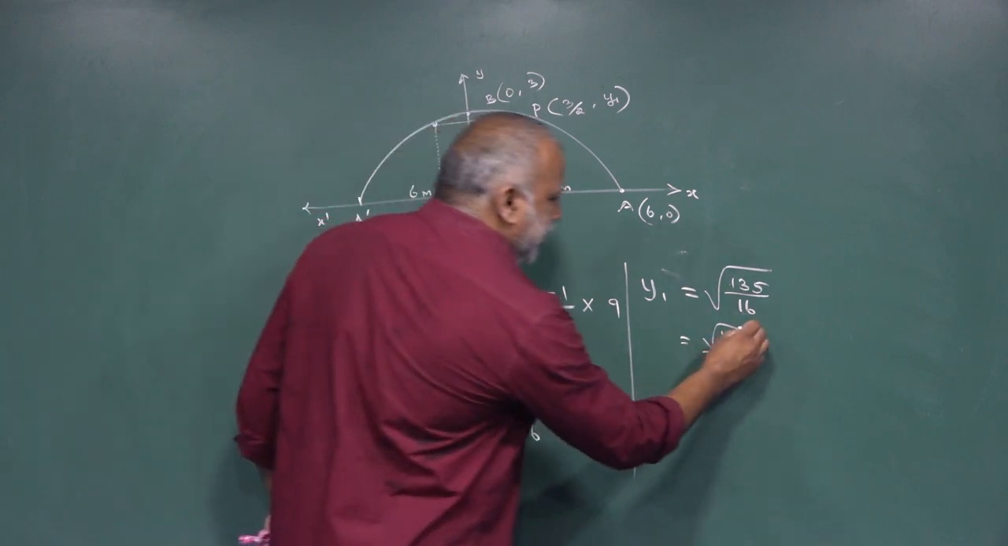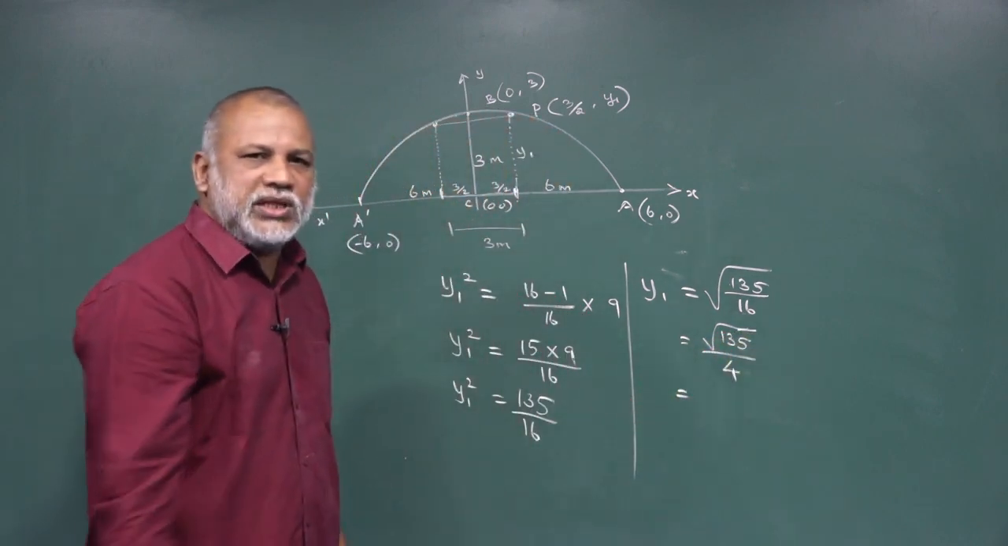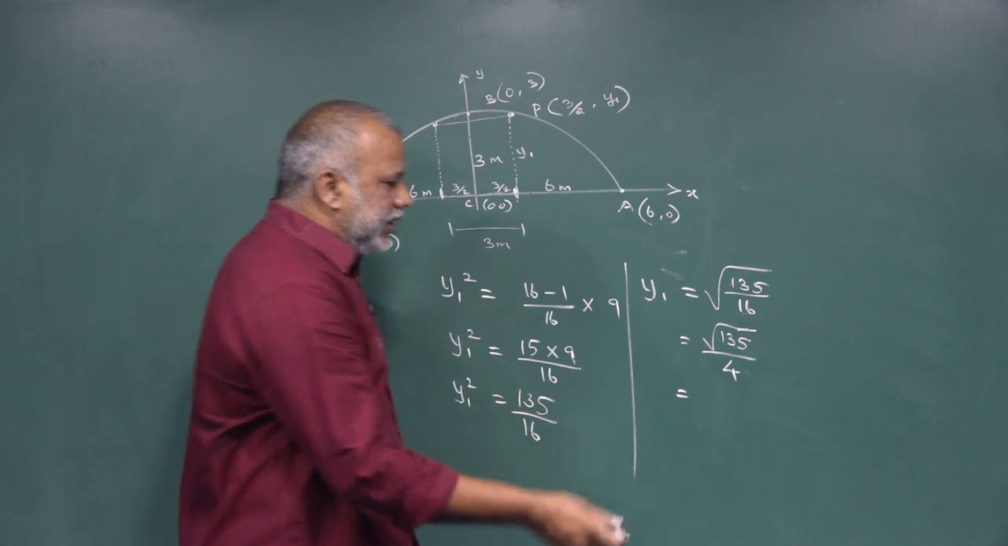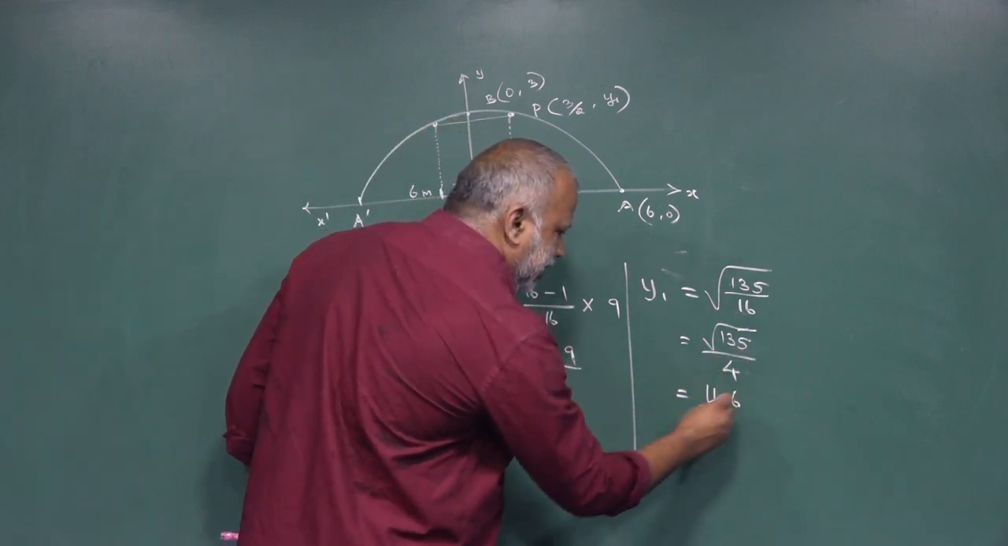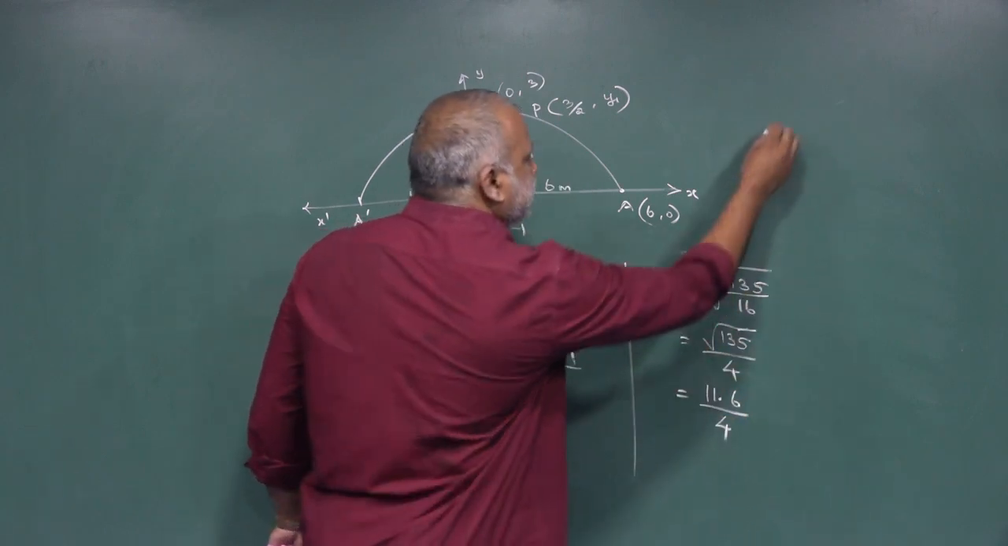Now you can refer to your logarithm tables, in that you are able to see the square root, or you can take the normal division method also. So we can get 11.6 approximately. You can use the logarithm tables.